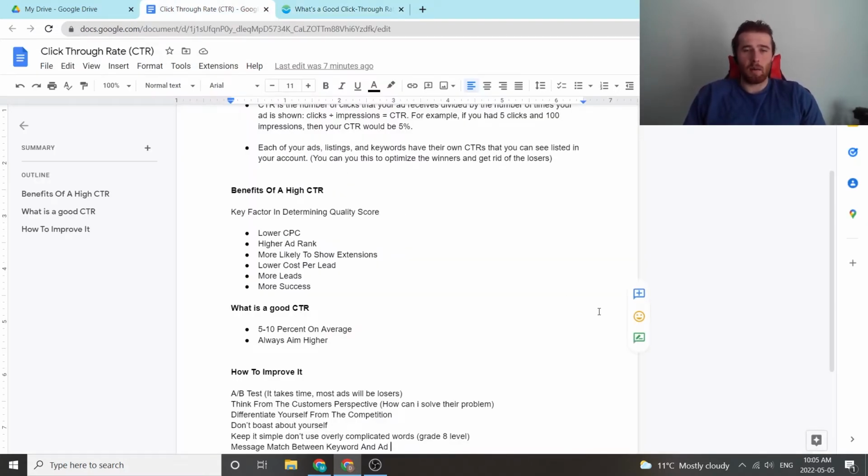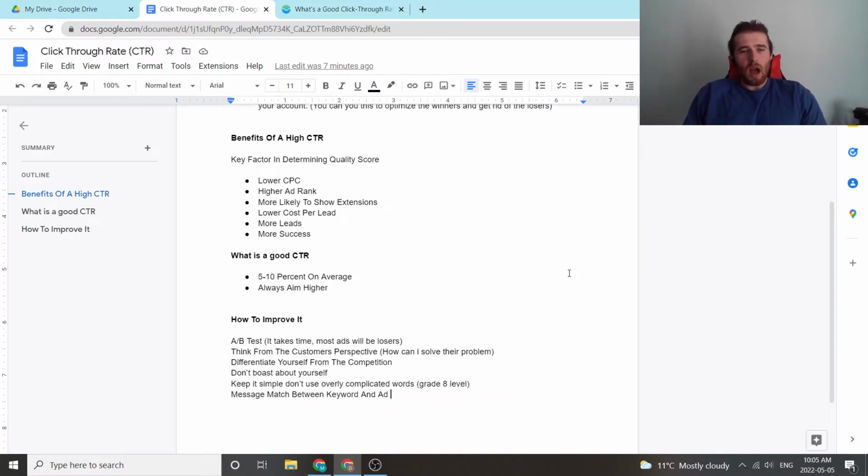and ad campaign. So how do we improve our click-through rate so we get a higher quality score, so our ads show, so our extensions show, and everything on our account is good and we have tremendous success? Well, the first and foremost thing to do is A/B test. I know this gets said a lot, but A/B testing is the most important thing you can do inside Google Ads for success. It takes time.